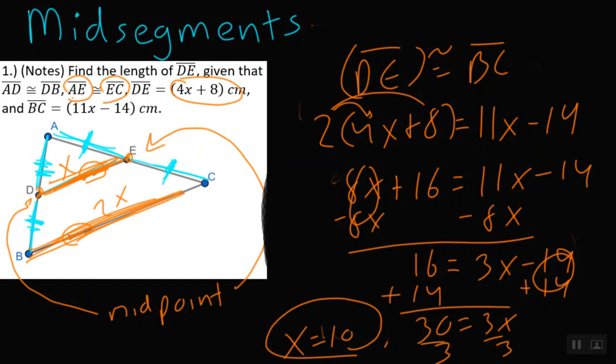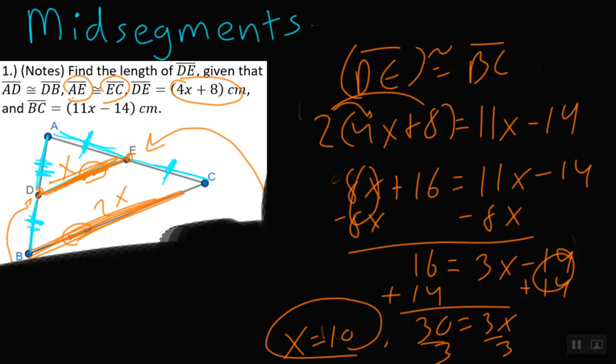But no, guys, that is clearly not the answer. Now, what is the question asking us for? Let me just give myself some space here. The question is asking us for the length of DE. And we notice DE is the half segment. So DE is 4x plus 8, where we know x is 10.